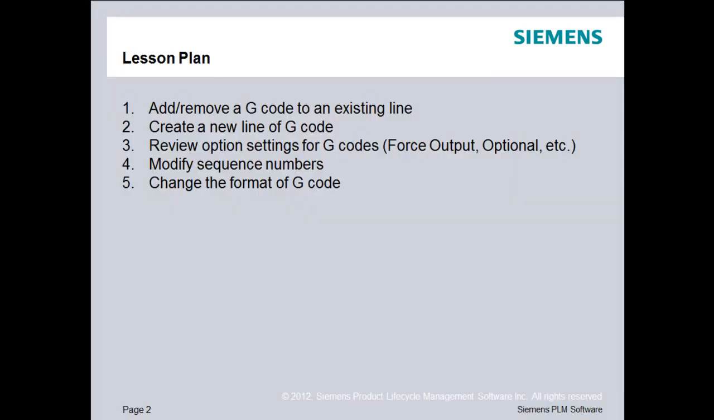The lesson plan for this lesson is to add and remove a G-code from an existing line. We'll also create a new line of G-code or a block. We'll take a look at the option settings for G-codes such as force output, optional, and some others. Then we will modify sequence numbers. Finally, we'll change the format of some G-codes and then review what we've done.